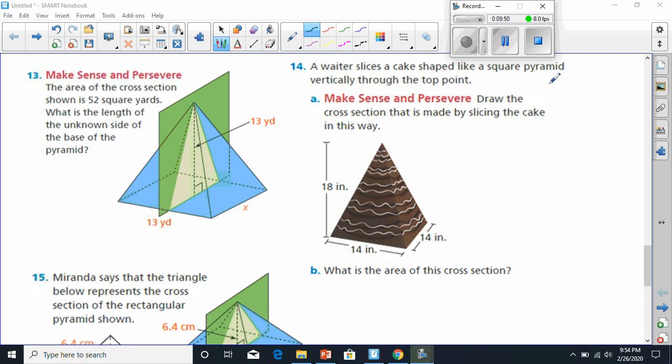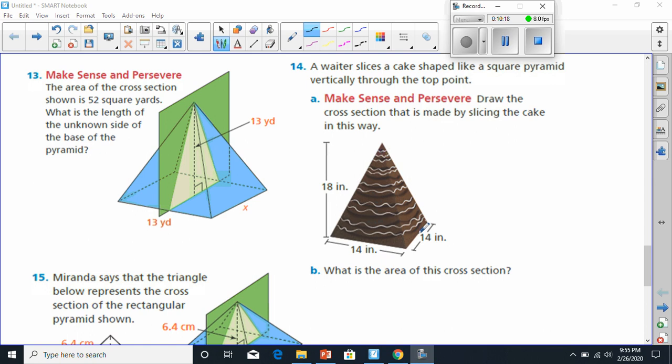Well, number 14 says, a waiter slices a cake shaped like a square pyramid. Square pyramid means the base of this pyramid is going to be in the shape of a square. Vertically through the top point. In other words, they're going right through this top point, and they're cutting vertically through this thing. Let's see. Draw a cross-section that is made by slicing the cake this way.